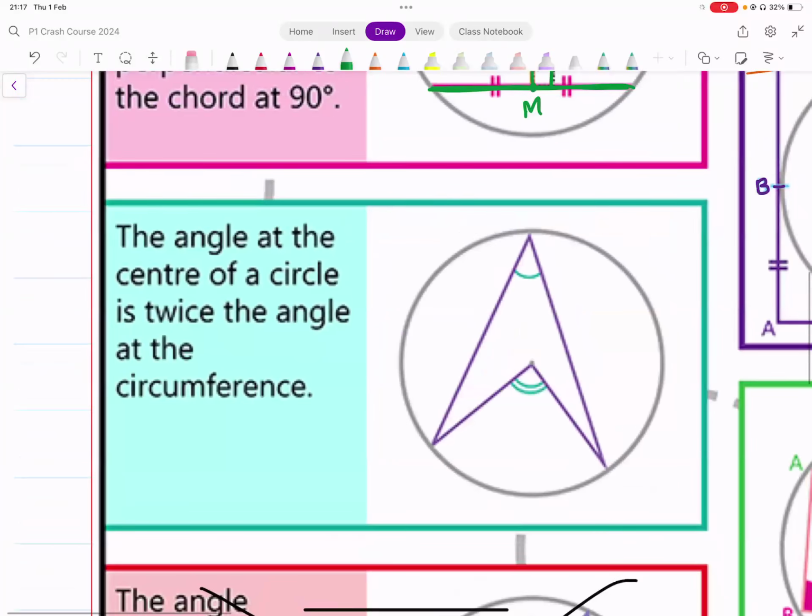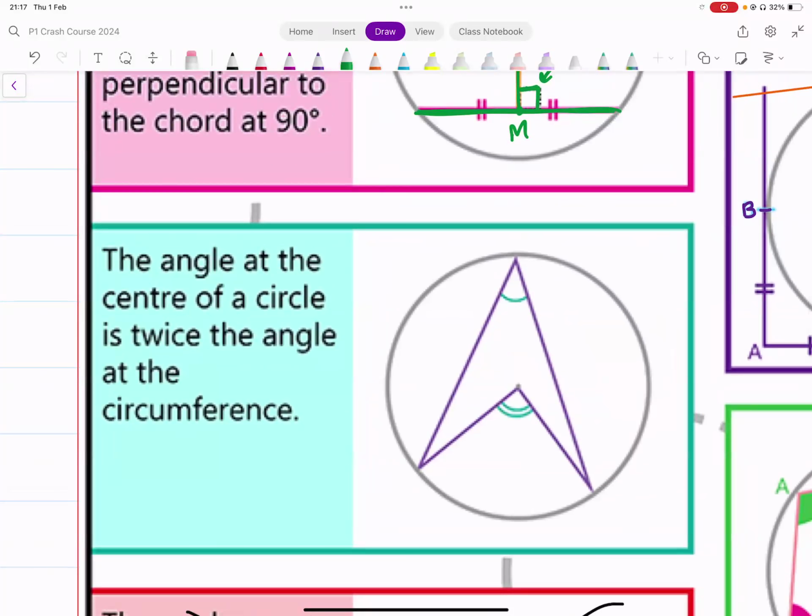Okay, next one. The angle at the center of a circle is twice the angle at the circumference, right? So if you have a chord like this chord, the endpoints of this chord are making one angle at the circumference. If that is X, they're making another angle at the center. If this is O, the center, the angle at the center is going to be 2 times X as compared to the angle at the circumference. If the angle at the circumference is X, the angle at the center is going to be 2X.